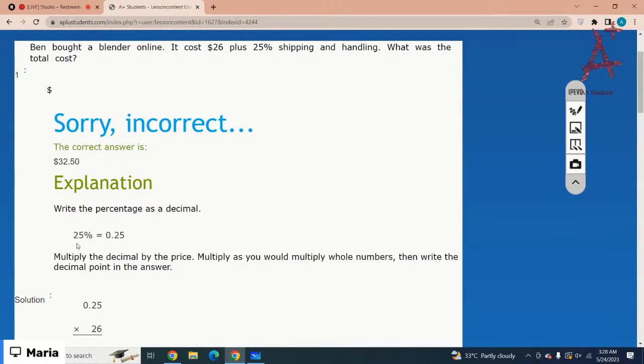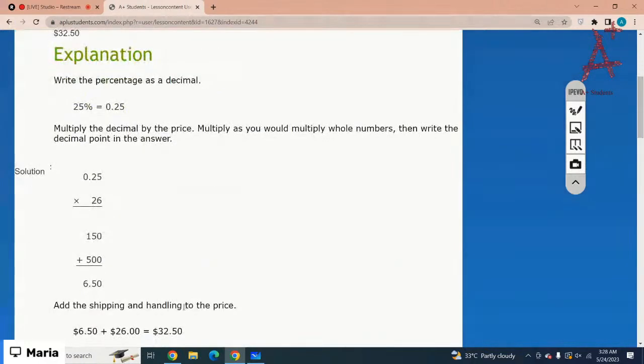You have to do 25% equals 0.25. Just multiply 0.25 by 26. It would be 6.50. That means on a $26 blender, you have to pay 6.50 shipping. So the total money you have to pay is 26 plus 6.50. That means this is $32.50 that he has to pay. Got it?